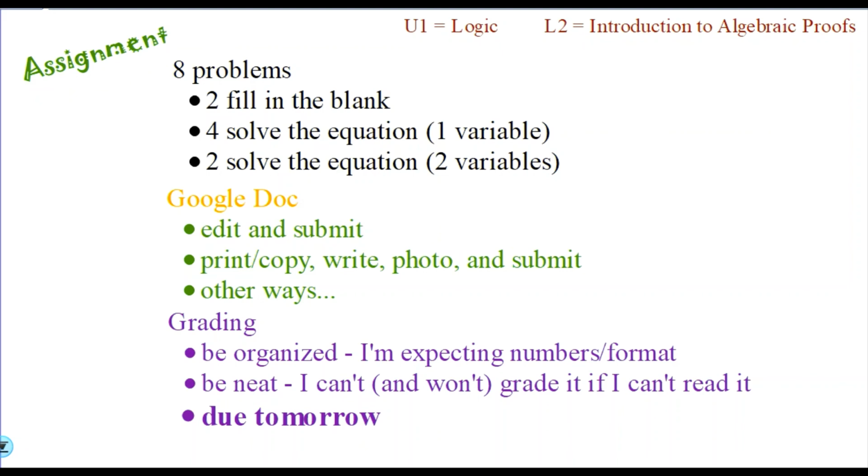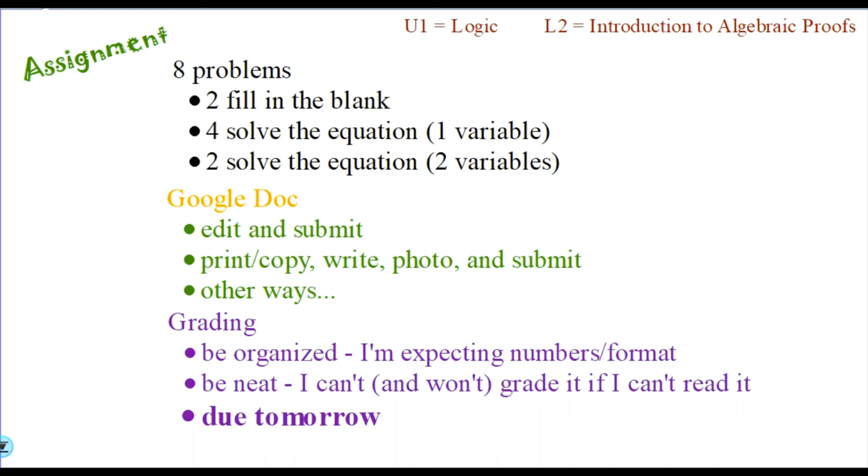To turn this in, it's a Google Doc. You can either edit it, just type in your answers, and then submit it. But again, your answers are going to be 2 columns and things like that. If you aren't good with editing a document, well, you can print it and then write on what you printed out, or you can just copy it down on paper and write on it. And then you can take a picture and submit your picture of your work. Or if you can think of other ways to do it too, I'm okay with that, as long as I can grade it.